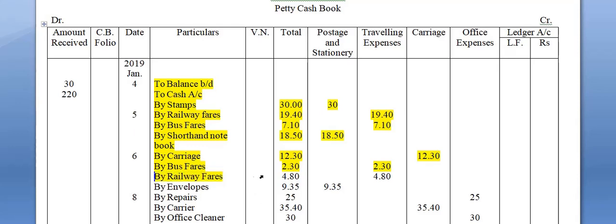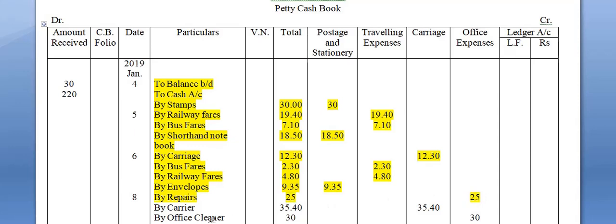Again, this railway fares, in total 4.80. This railway fares in the traveling expenses column, 4.80. Okay, envelopes, postage and stationery, 9.35. Okay, this repairs. Now for repairs, there is no such particular column. Postage and stationery, traveling expenses. So this repairs cannot be included in the postage and stationery. Again, repairs cannot be included in the traveling expenses. Again, this repairs cannot be included in the carriage also. So repairs we can include in the office expenses.